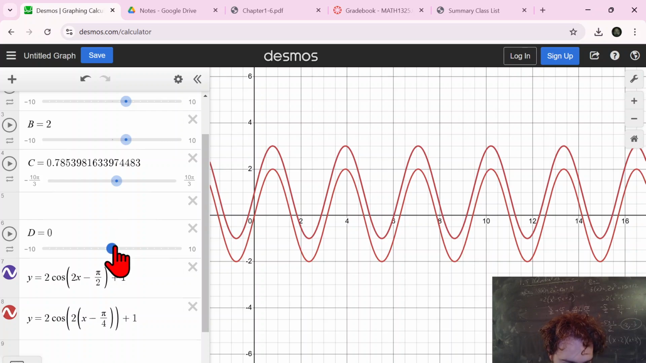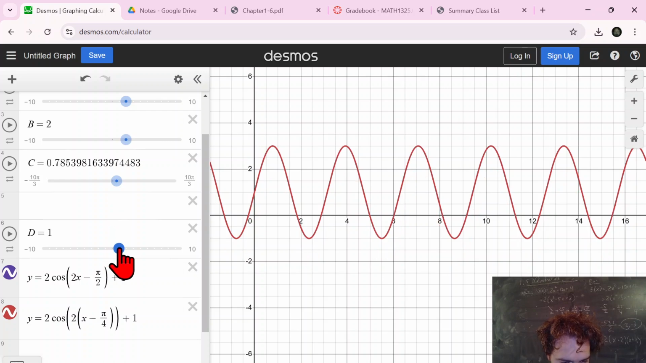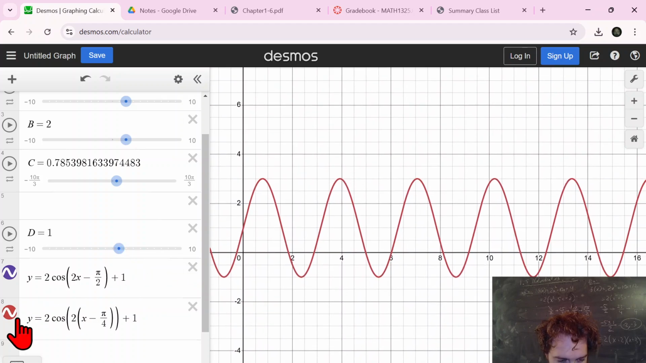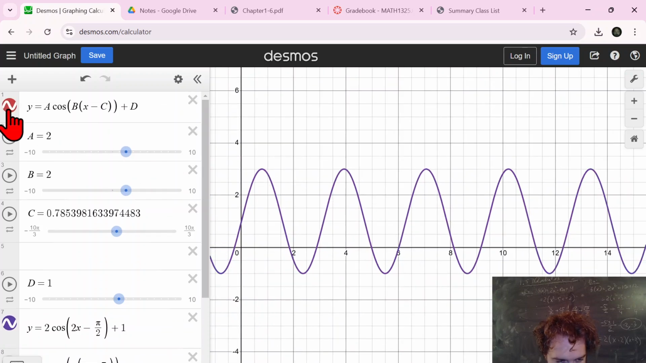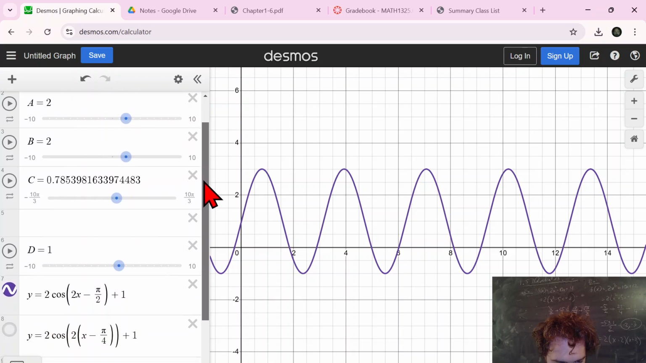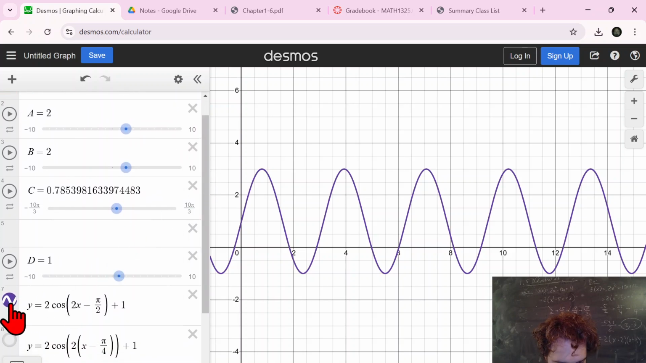And then the last thing is we have this d value on the end, which is the vertical shift, and it moves it up, and you see that everything is all kind of overlapping now. This purple function, that's the original thing. And then we have this red function, which is just overlaying it at this point, so we can't really see it. But if we turn it off, we can see it. There it is. They are both the exact same thing.